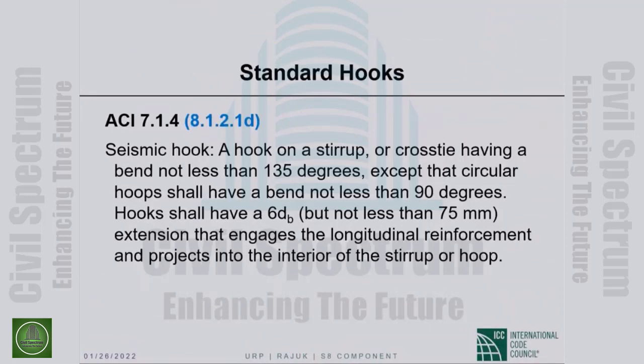Standard hook is a hook on a stirrup or cross tie. The term cross tie, again, let me not spend time on everything now. When we go to seismic detailing, this cross tie will become more than clear. A hook on a stirrup or cross tie having a bend not less than 135 degrees, except that circular hoops shall have a bend not less than 90 degrees. Hooks shall have a 6 bar diameter extension but not less than 75.